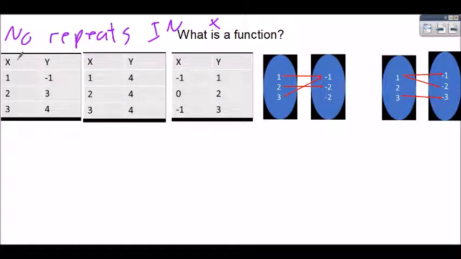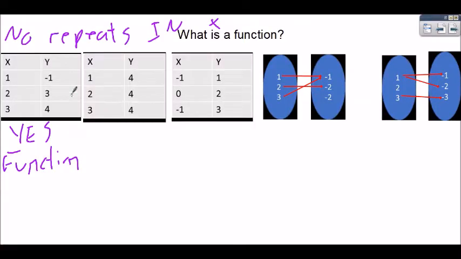So let's look at this first example. I have 1, 2, 3, negative 1, 3, 4. I have no repeats in this x, so we would say, yes, it's a function. Second example, I have 1, 2, 3, and 4, 4, 4. It's okay if y has multiple outputs that are the same, but we just can't have any repeats in x. So this is also a function.